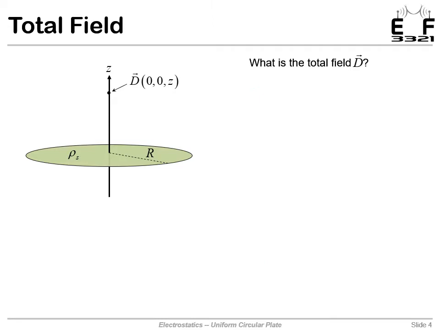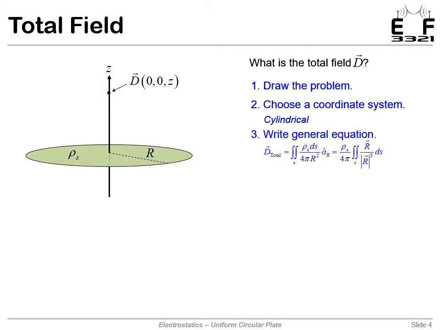Now we would like to calculate the total electric field at our observation point above the surface charge. We follow essentially the same recipe. We draw the problem, we've done that. We'll choose a coordinate system. Our problem still looks like a cylinder, so we'll stick with cylindrical coordinates. We write our general equation, which is this. It's essentially just a surface integral over what is essentially the expression for the field around a point charge, but generalized for a little differential area element. We integrate that over the area of the charge. That gives us our total field.